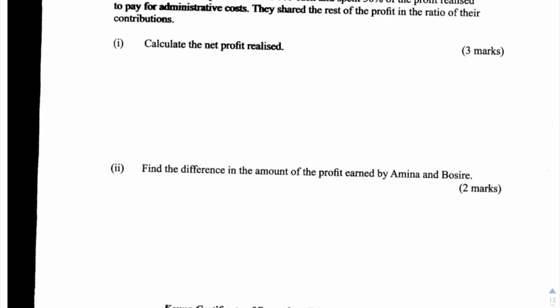So, to answer this question, we need to go back to the previous section to work out how many plots they sold, because we're given the price each of the plots was sold for, but not the total amount that all the plots were sold for. We're also told that the partner spent 30% of the profit realised to pay for administrative costs. So I'll highlight that as well, 30% for administrative costs. They shared the rest of the profit in the ratio of their contributions.